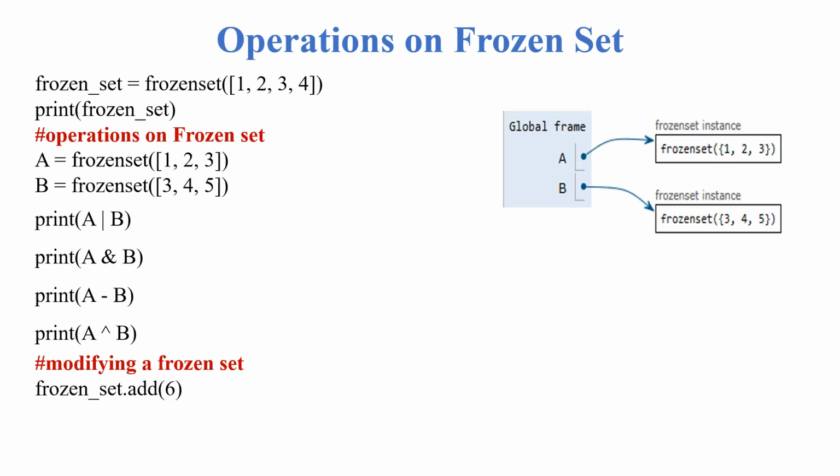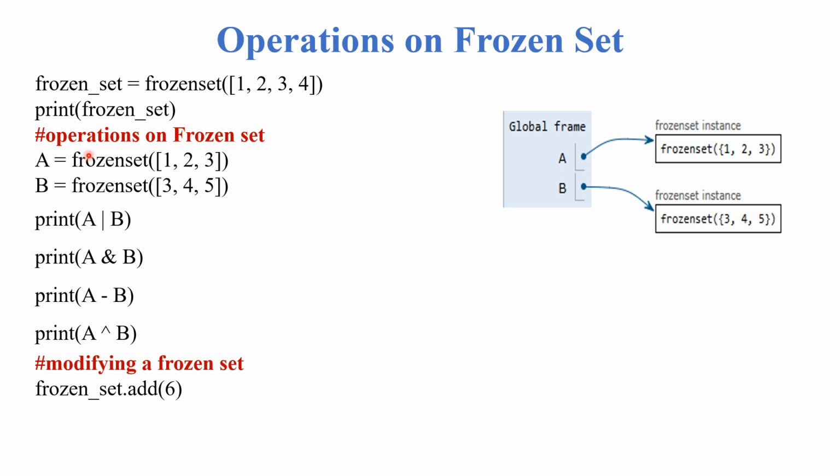Since it is immutable, it is optimized for certain operations. Now we'll take one example to understand the frozen set. At the top we have created one frozen set, where you give the elements inside. When you print it, your output will be 1, 2, 3, 4.